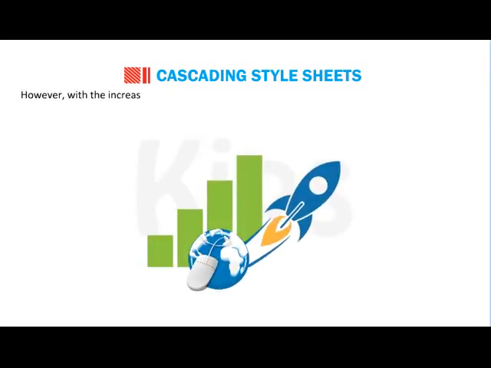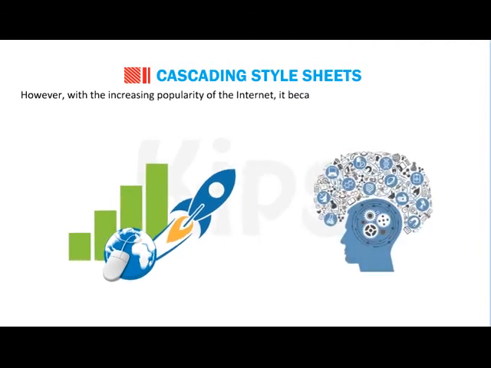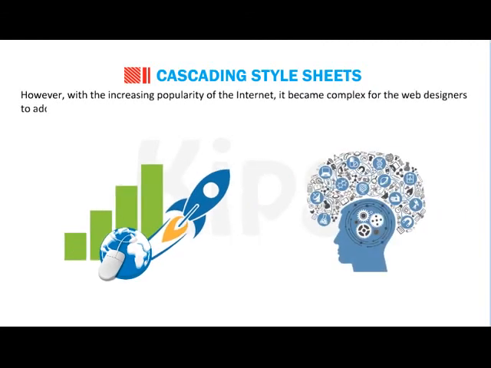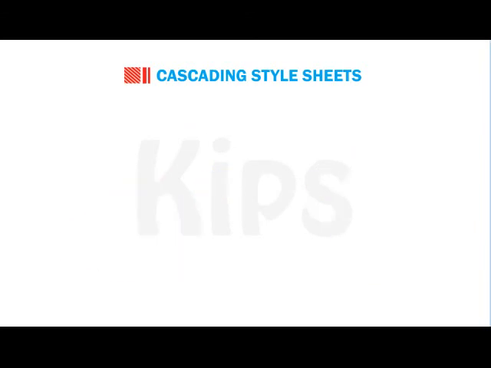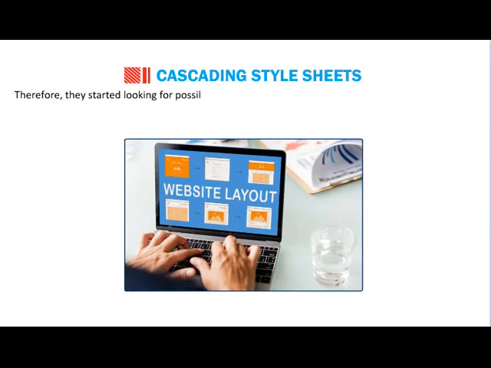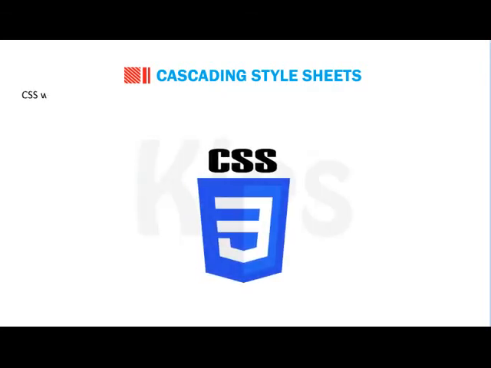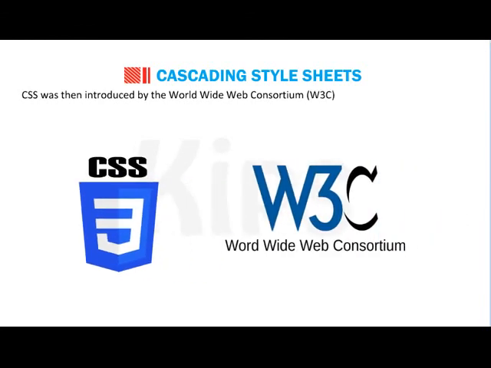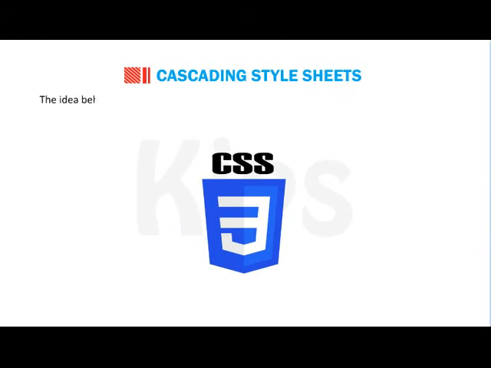However, with the increasing popularity of the Internet, it became complex for the web designers to add formatting within HTML repeatedly for every single page. Therefore, they started looking for possibilities to add formatting and layouts to the web documents through an altogether different technology. CSS was then introduced by the World Wide Web Consortium, W3C, to improve the presentation capabilities of web pages. The idea behind CSS was to separate the structural content of a web page from its layout.